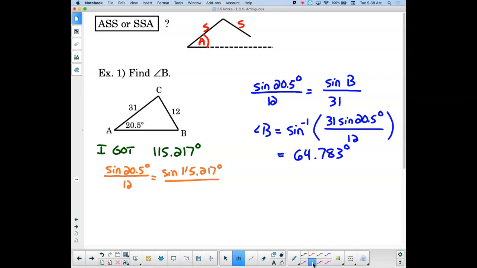Check this fraction just to make sure that I didn't miss something. Sine of 20.5 degrees divided by 12. Put that on your calculator or write it down. And then sine of 115.217 degrees divided by 31. Put that on your calculator. See what you get.